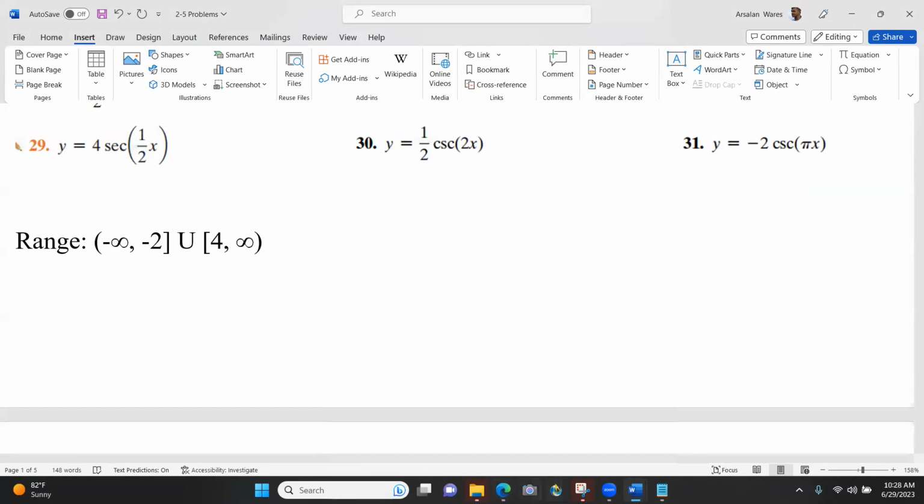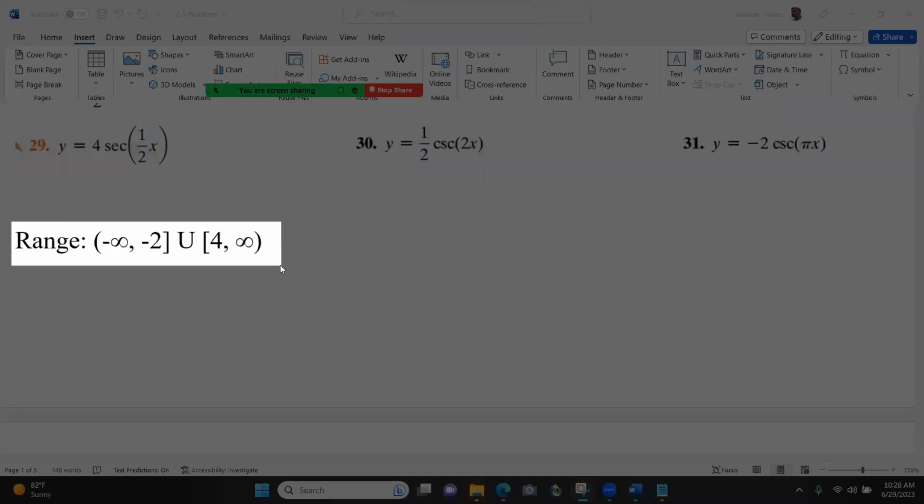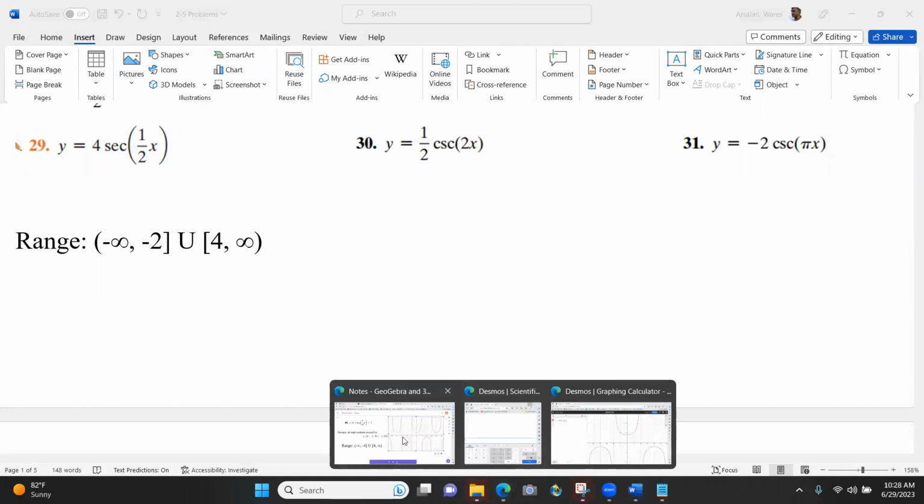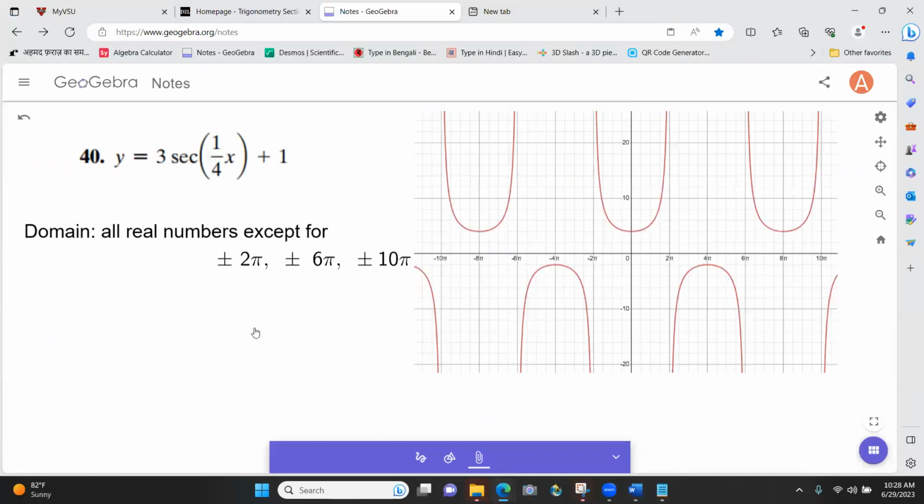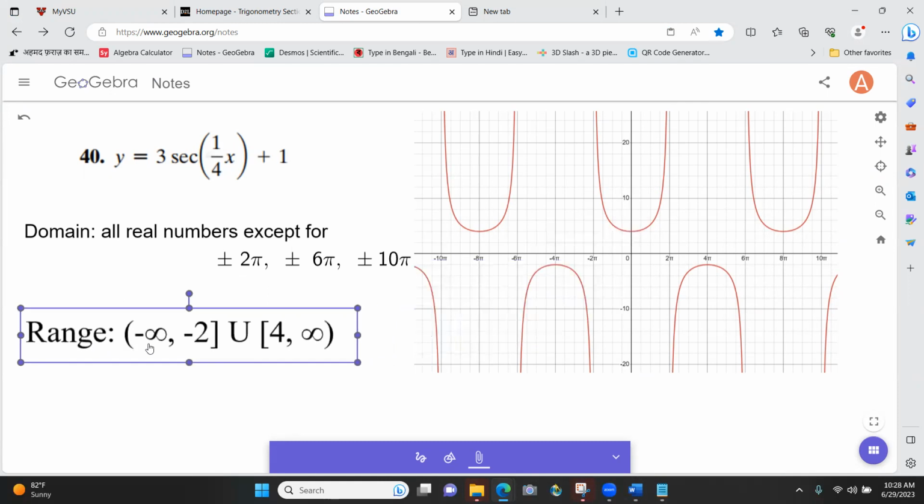Let me grab this, and then I'll be happy to take questions. This is the range. And I'll have to check. Yeah, the range is going to be all the way from negative infinity, stops at negative 2. It includes negative 2. And it goes from 4 all the way up, and it includes 4. That's why I have a square bracket. So these are some of the hardest problems from this section. They're really not that bad if you have access to a graphing calculator.